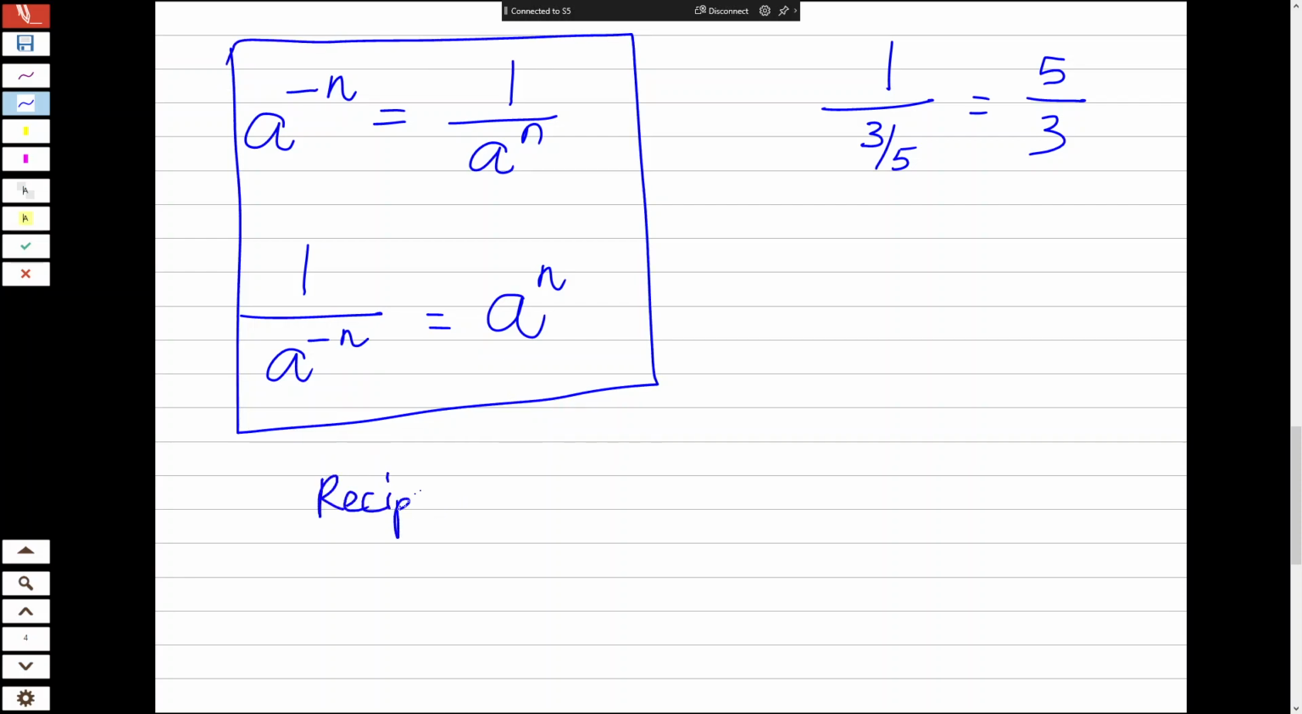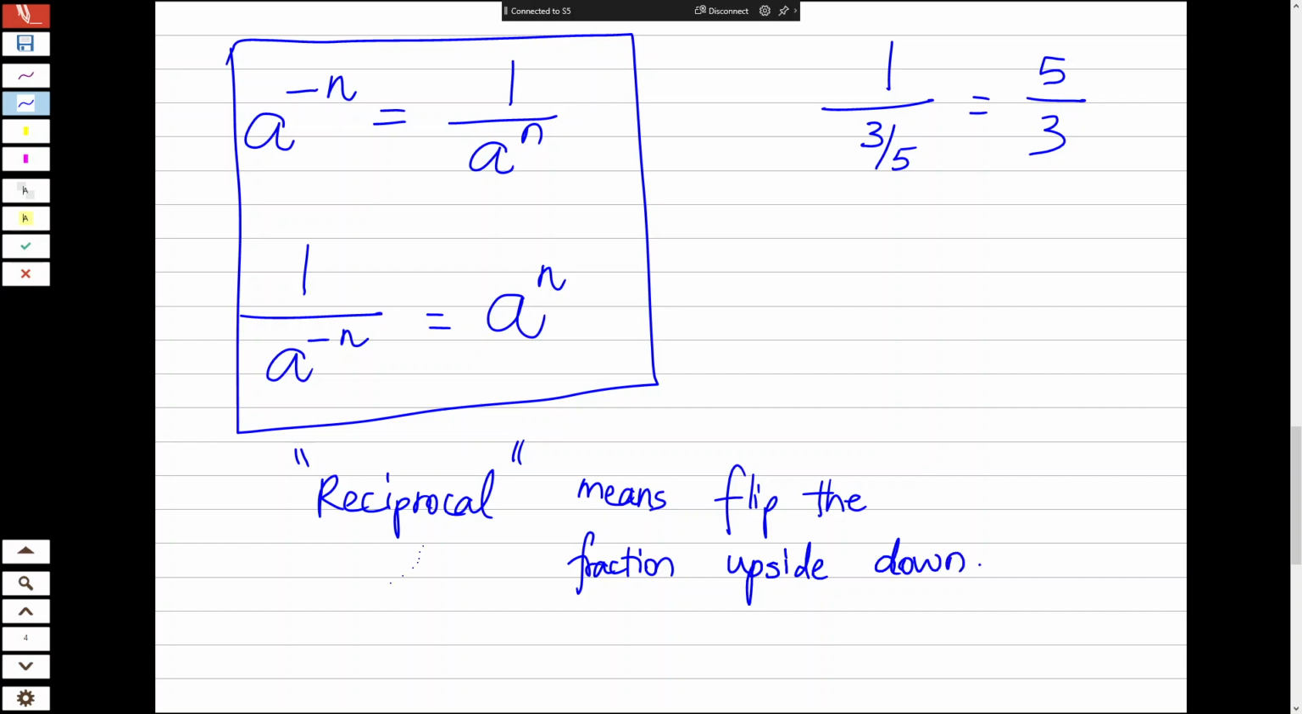Okay, and the last one is the reciprocal. This means flip the fraction upside down. So for example, the reciprocal of 3/5 is 5 over 3.